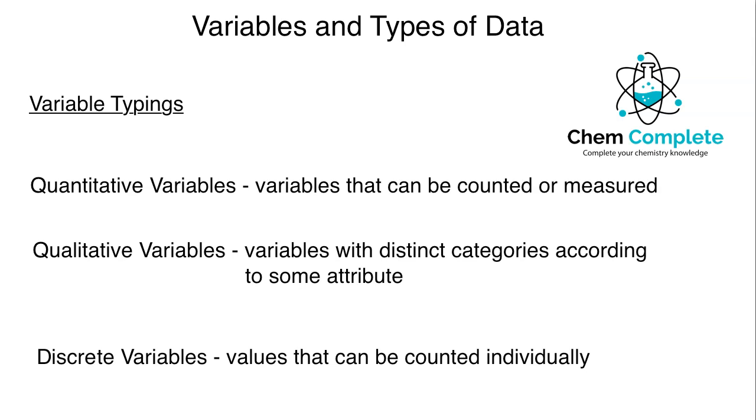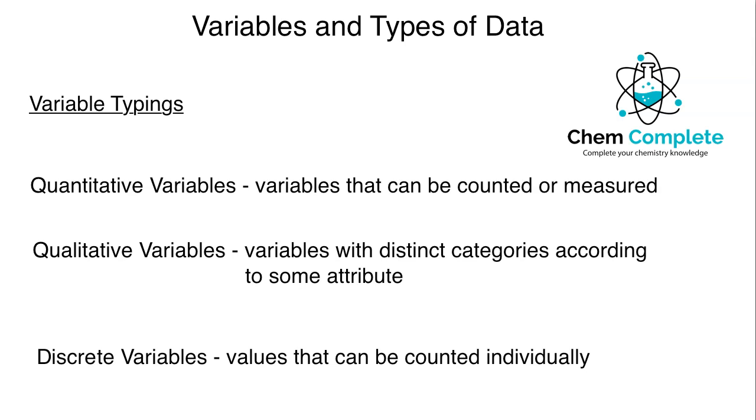So there are several different variable typings. They really fall into two larger categories, quantitative and qualitative. Underneath quantitative, we have two subcategories, being discrete and continuous variables. So let's take a look at each of those. A quantitative variable is a variable that can be counted or can be measured. So basically, we can associate numbers or values with quantitative variables.